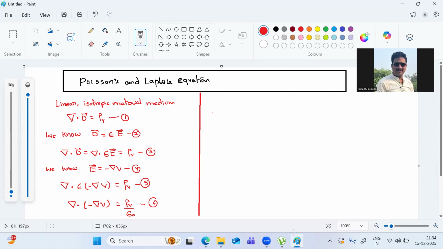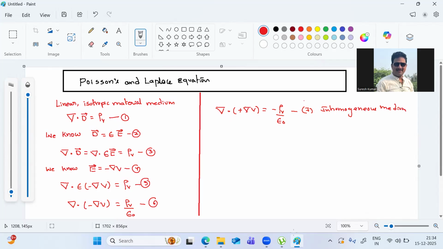Equation 6 can also be rearranged as del dot minus del V. Here, the minus sign on the left hand side, I'm going to take it on the right hand side, which is minus rho v by epsilon. This is equation 7. This is for inhomogeneous medium.